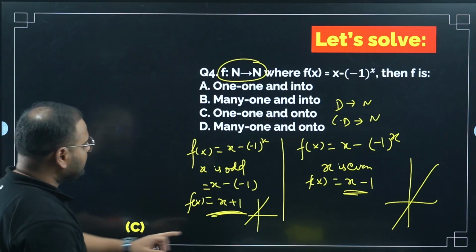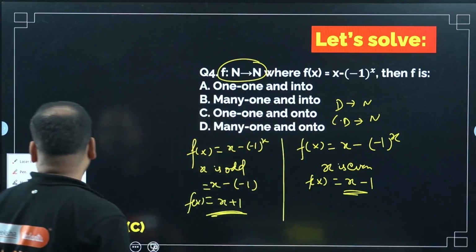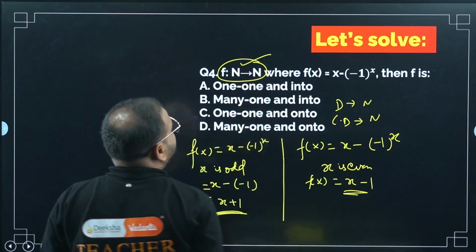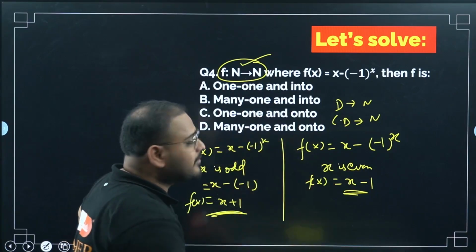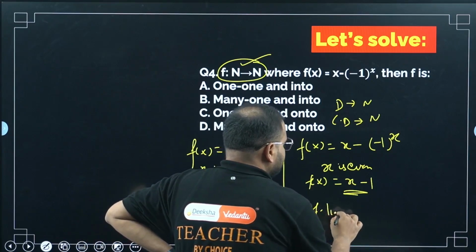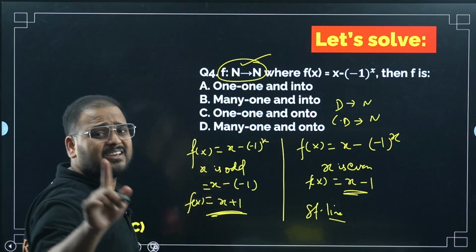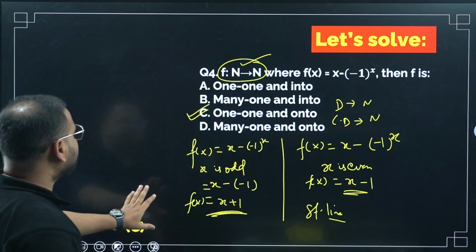But basically, why am I using the graph? Because it is said here only natural numbers, so for positive numbers only. But whatever it is, it will be a straight line. Both of the graphs are straight lines, and a straight line means strictly one-one, increasing. So option C, tick it. Option C, one-one on 2.